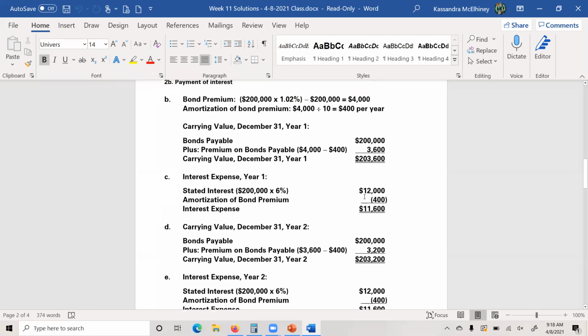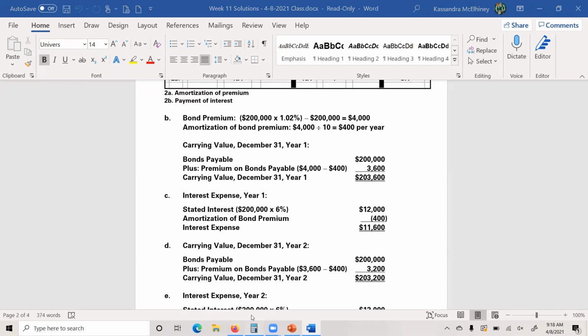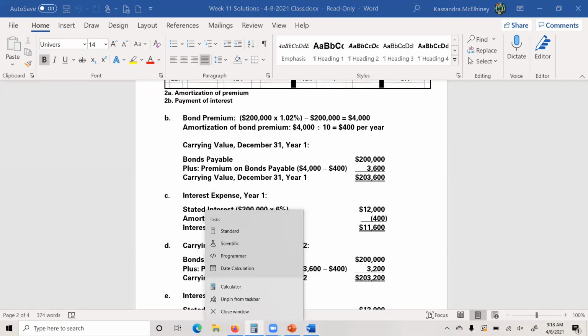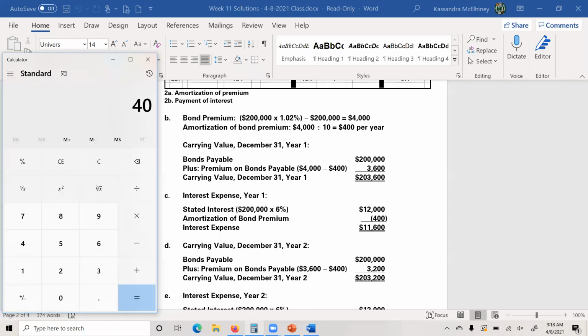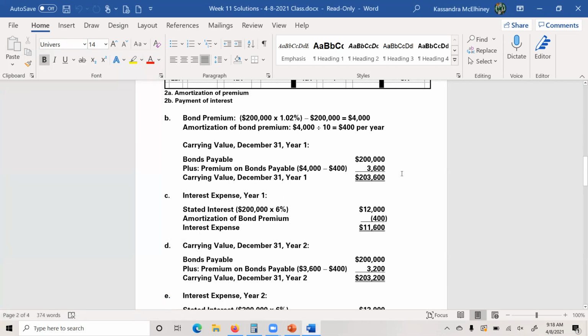So immediately after the first interest payment, what would be the bond carrying value? We had that $4,000 bond premium. After the first payment of interest, we amortized the bond premium. It reduced it by $400. So the remaining bond premium at the end of year one's interest payment would be $3,600, shown here.